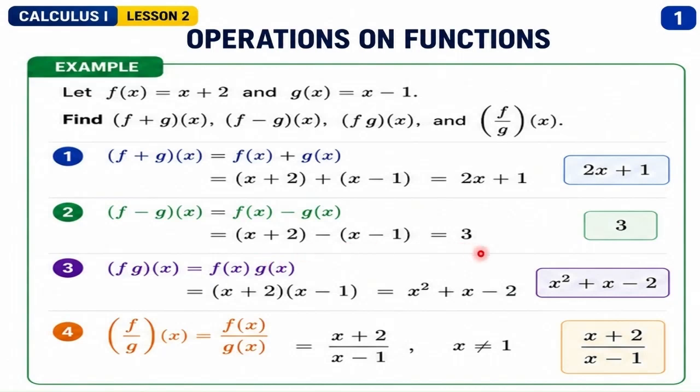Now let us multiply two functions. We have x plus 2 multiplied by x minus 1. Expanding the product gives x squared plus x minus 2. Finally, let us divide the two functions. The quotient is x plus 2 divided by x minus 1. This fraction cannot be simplified further. However, notice that the denominator becomes 0 when x equals 1. Therefore, the domain of this function includes every real number except x equals 1.